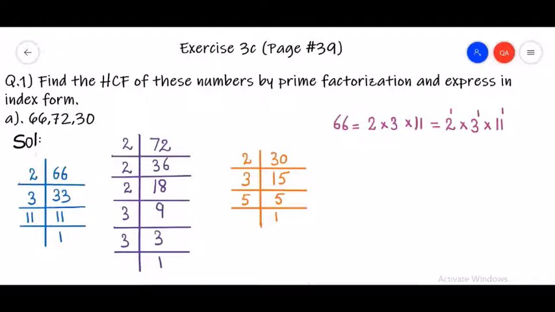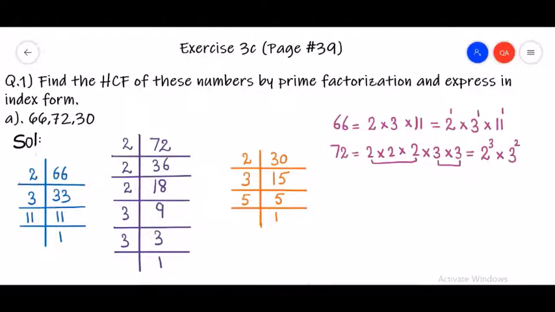Prime factors of 72 can be written as 72 is equal to 2 multiplied by 2 multiplied by 2 multiplied by 3 multiplied by 3. Here you can see that 2 is multiplied by 2 3 times. So in index form, we will write 2 raised to the power 3 multiply by, here we have 3 is multiplied by 3 2 times. So we will write 3 raised to the power 2.